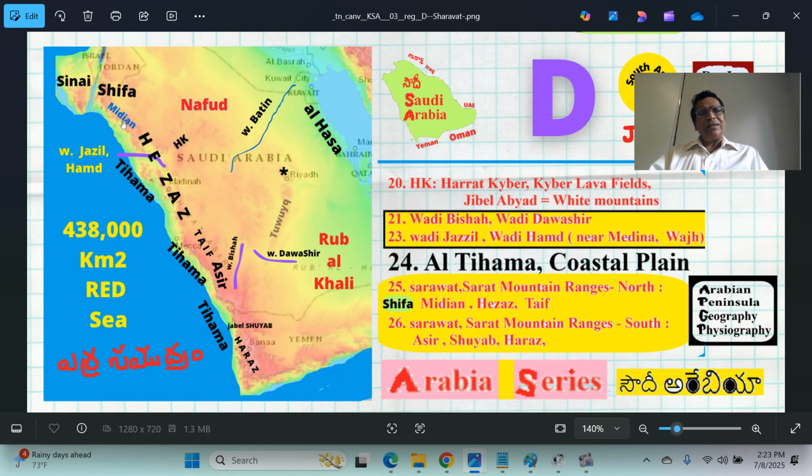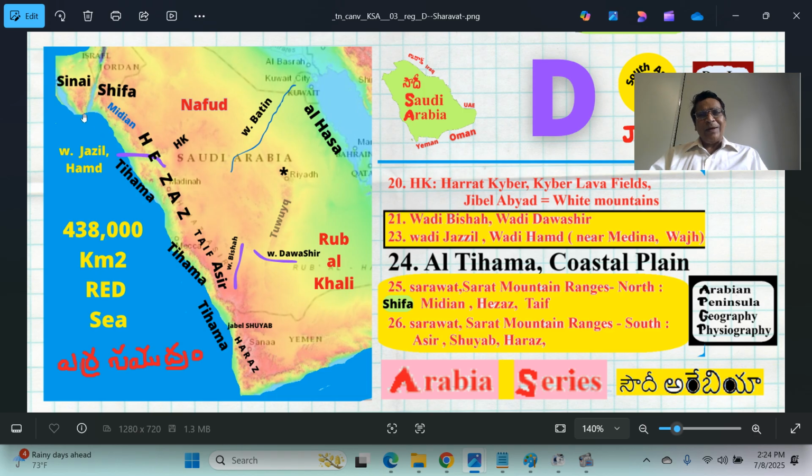There is a series of mountains, broadly called the Sarawat mountains. Sometimes they are called Sarat mountains. They are spelled differently in the Romanized English script. I am just giving the common names here. The northern part, southern part. In the northern part, you can see the Sinai Peninsula. They are called Shifa mountains and the Midian mountains here.